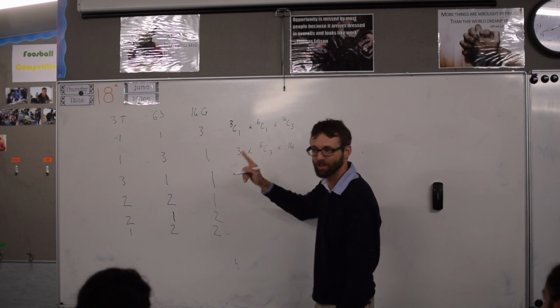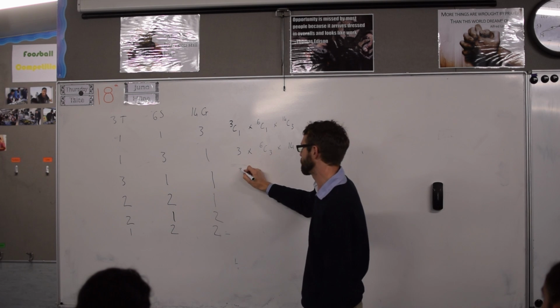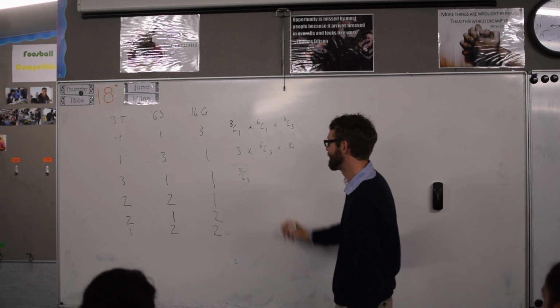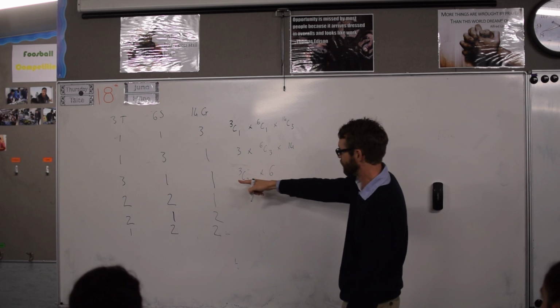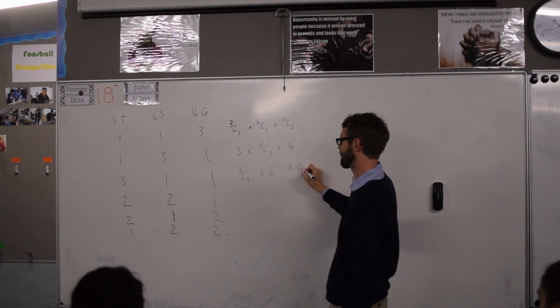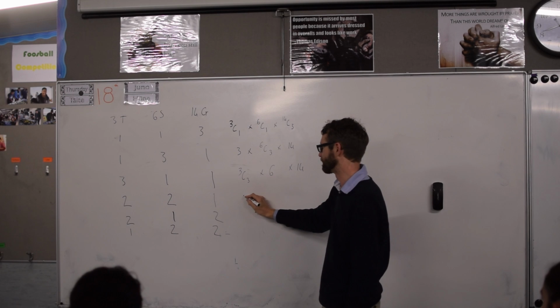You've got to choose all of them. There's only one way of choosing all of them, right? But if you're confused, you can always just write 3 choose 3. Then 6 choose 1, which is 6. And then 14 choose 1, 14.